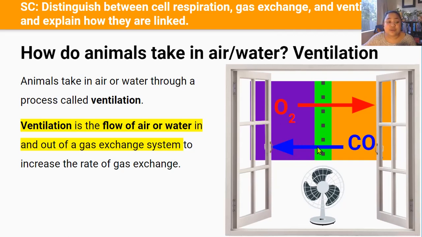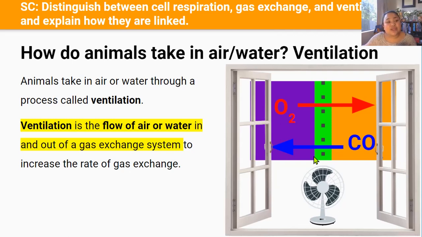And the point of ventilation is to get this air or this water into the gas exchange system and directly on the respiratory surface. Ventilation is kind of like what you do when there's a bad smell in the room. When there's a bad smell in the room, you open some windows or you get a fan going to get rid of the smell, right? The open window lets new air in and allows old air to escape, and the fan circulates the air faster.